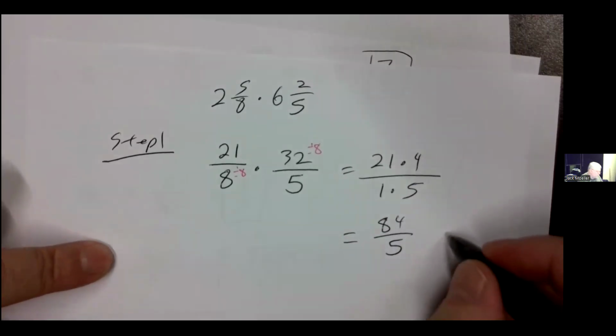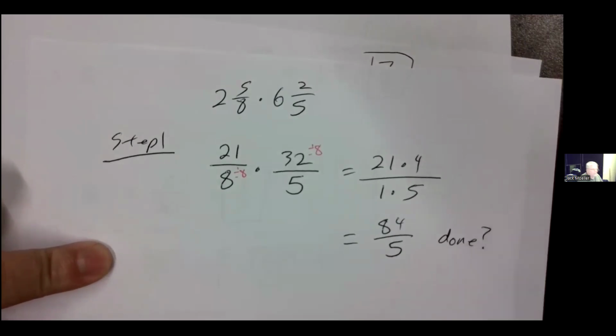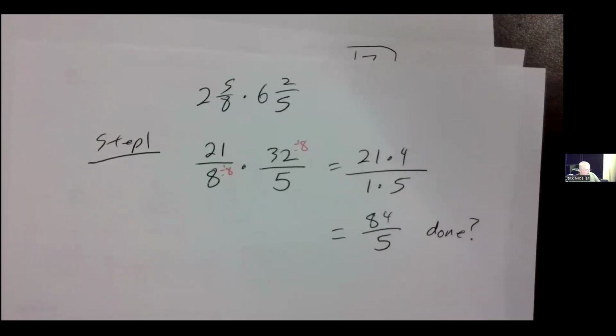Now the question is, are we done? So this is a simplified fraction because, other than one, there's nothing that will divide into both of those. But this is where you have to read the instructions in MATLAB.